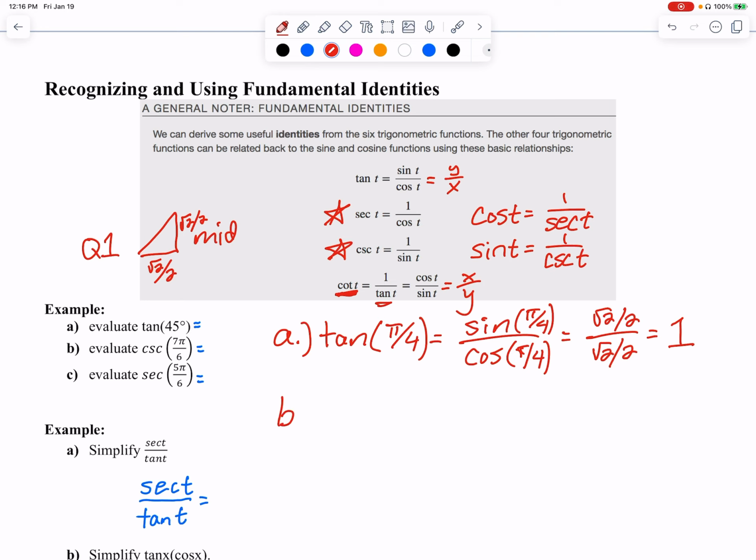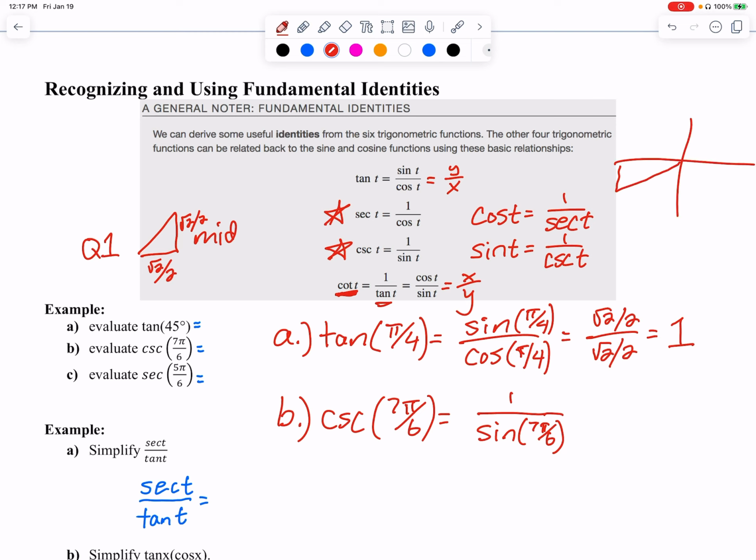All right, let's do cosecant. I got 7 pi over 6. First thing I'm going to do, let's write out the identity. This is going to be 1 over sine of 7 pi over 6. So we have to figure out what sine of 7 pi over 6 is. 7 pi over 6 is in quadrant 3, and it's the short triangle. So this is rad 3 over 2, this is 1/2, this is 1. So sine is the y, so I'm going to get 1 over radical 3 over 2.